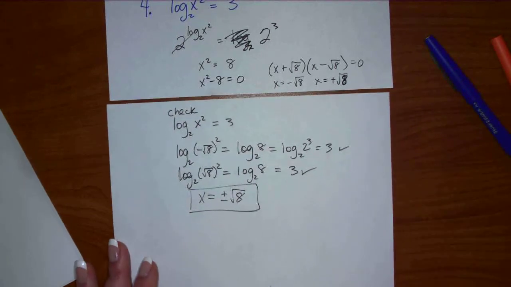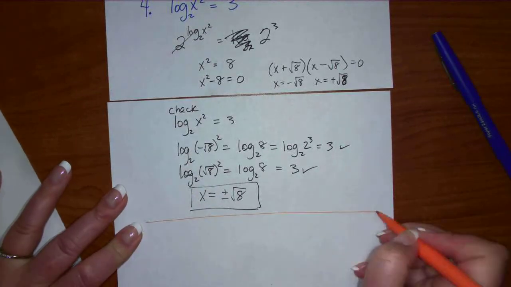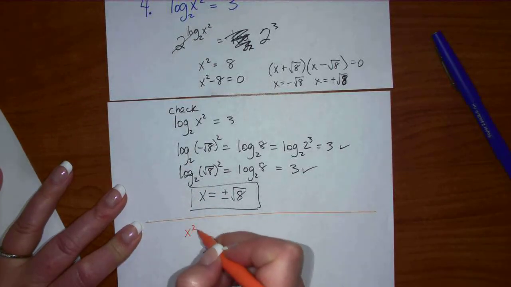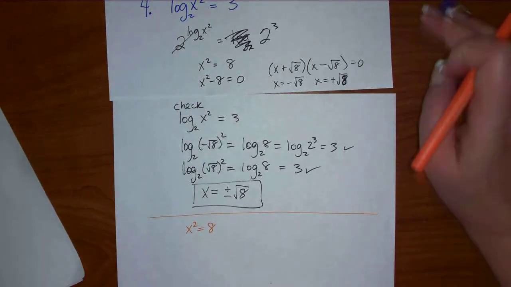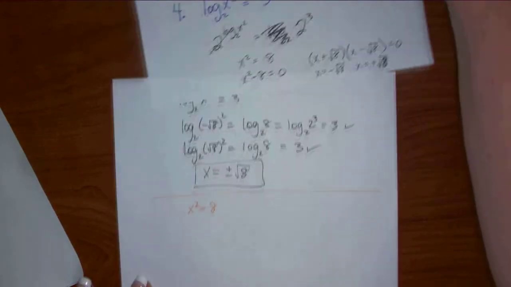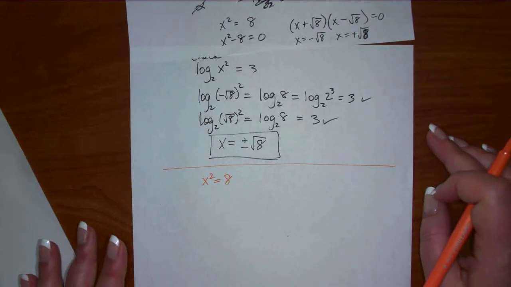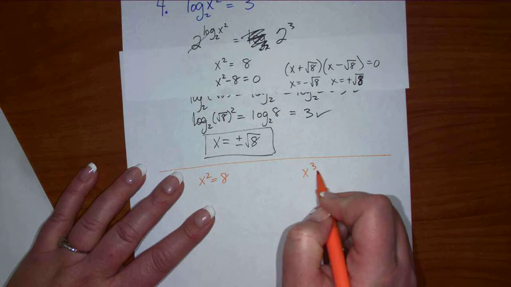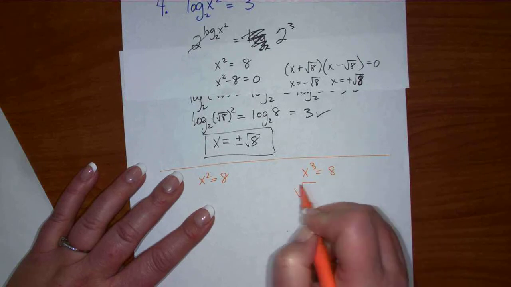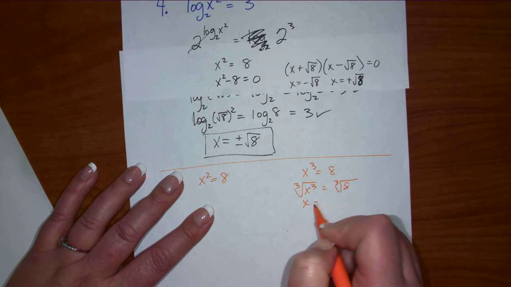Now going back up, let's just make a note because I noticed some of you are doing this on the test. We have x squared equals 8. What's the other way to solve that not using difference of squares? Take the square root of both sides. I said that with a cube. If we have x cubed equals 8, you take the cube root of both sides. We get x equals 2.